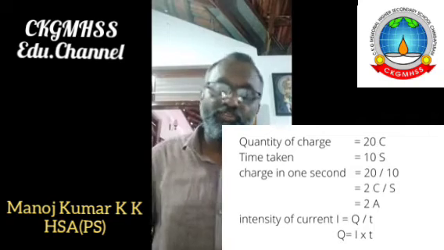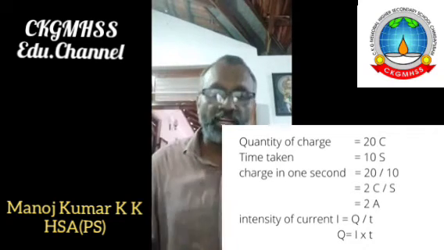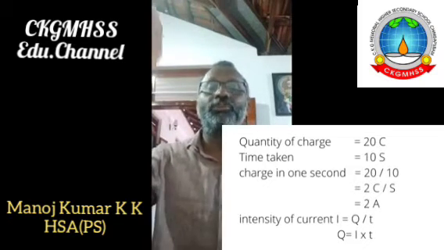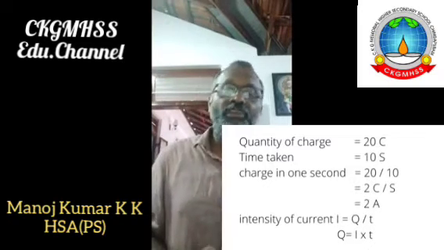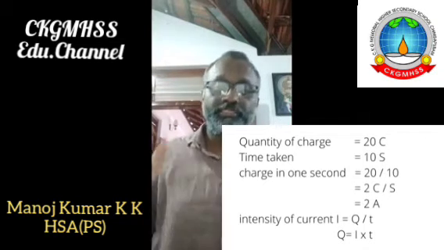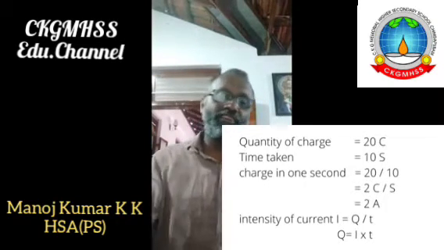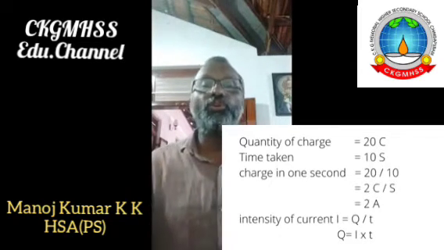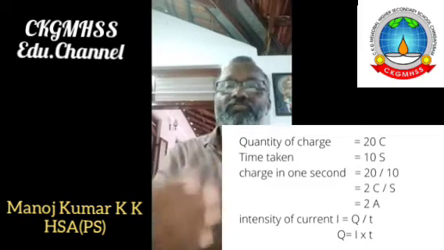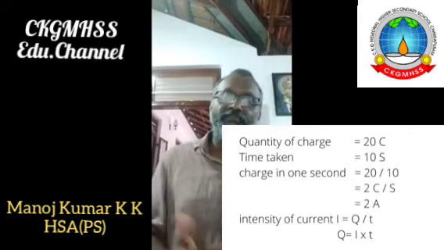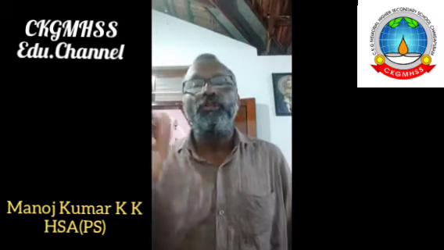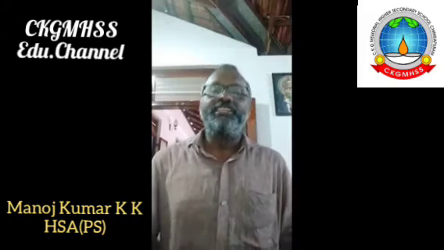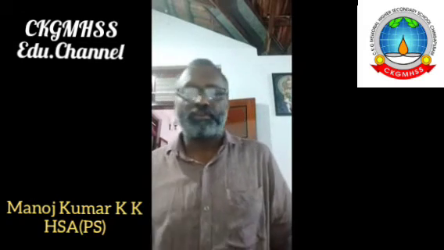Now you know I. Therefore, intensity of current is equal to quantity of charge by time. I is equal to Q by T. From this equation we can find out the intensity of current. If I is equal to Q by T, Q is equal to I into T. If you know intensity of current and time of flow of charge, you can find out the quantity of charge. Q is equal to I into T. Now you know the intensity of current. We can measure the intensity of current by using ammeter from this circuit.